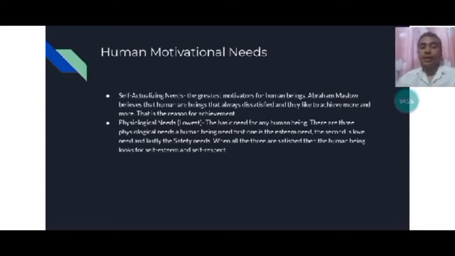Self-actualizing needs, the greatest motivators for human beings. Abraham Maslow believes that human beings are never satisfied and they like to achieve more and more. That is the reason for achievement.